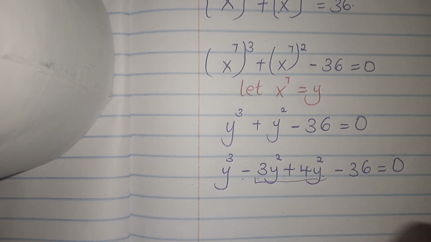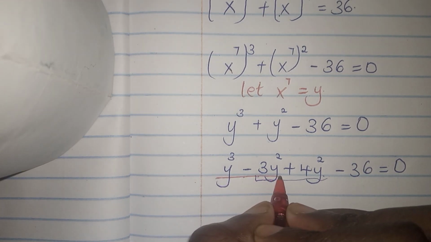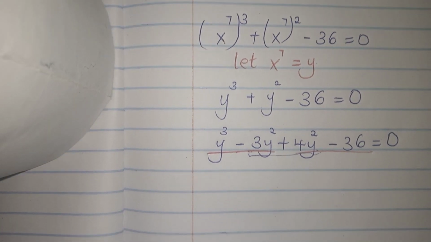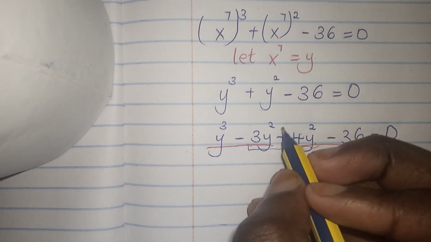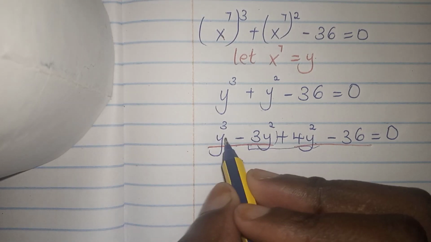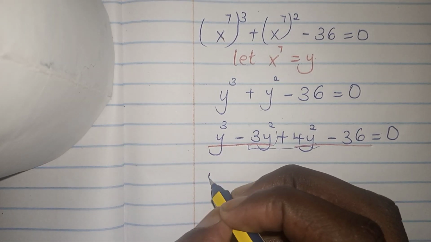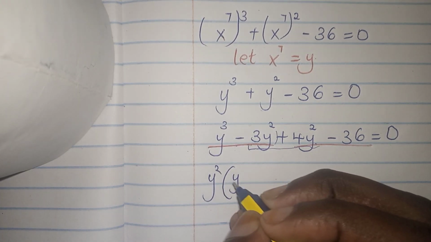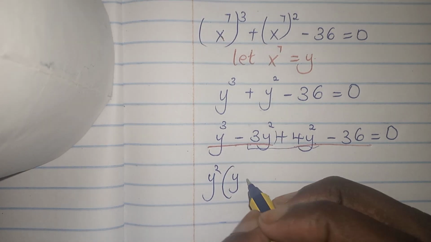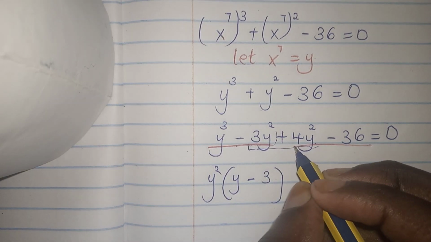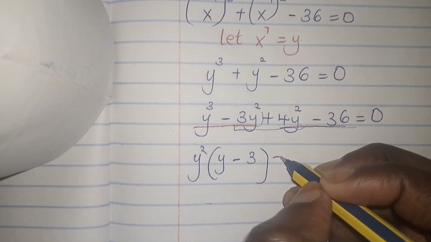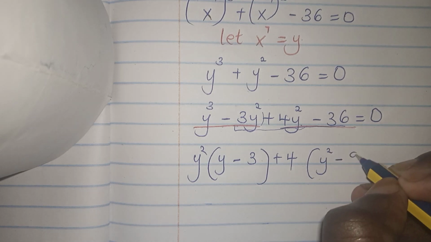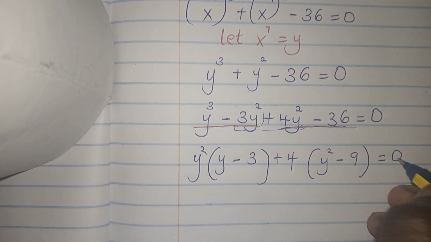Next step, you can see I can group them. So this is our first term and this is our second term. So I want to factor out, and if you check here, y squared is my common term. So y squared times y gives us y cubed, minus 3. And for this case here, we shall factor out 4. So 4 into y squared minus 9 is equal to 0.